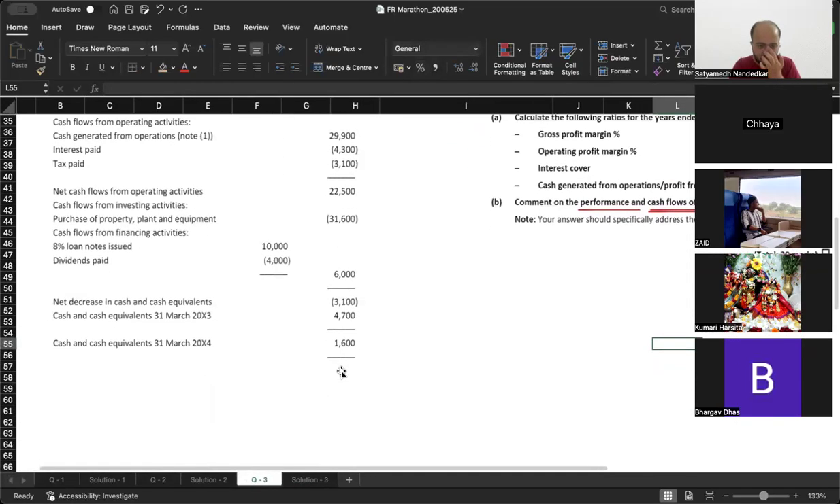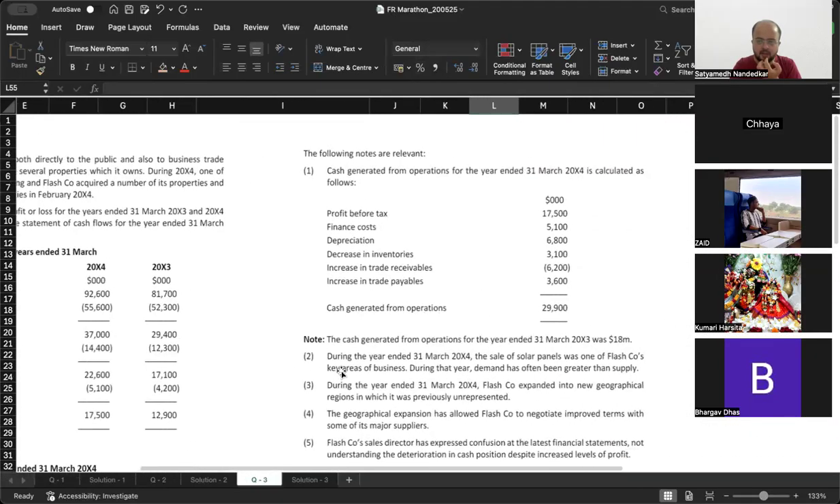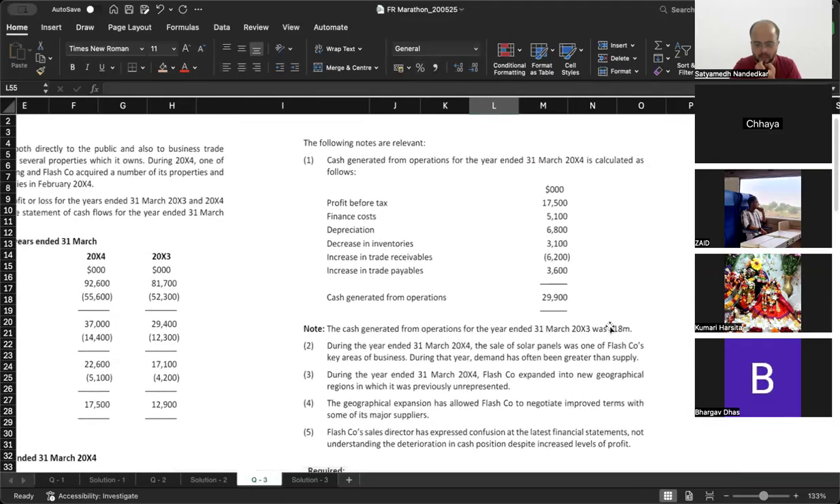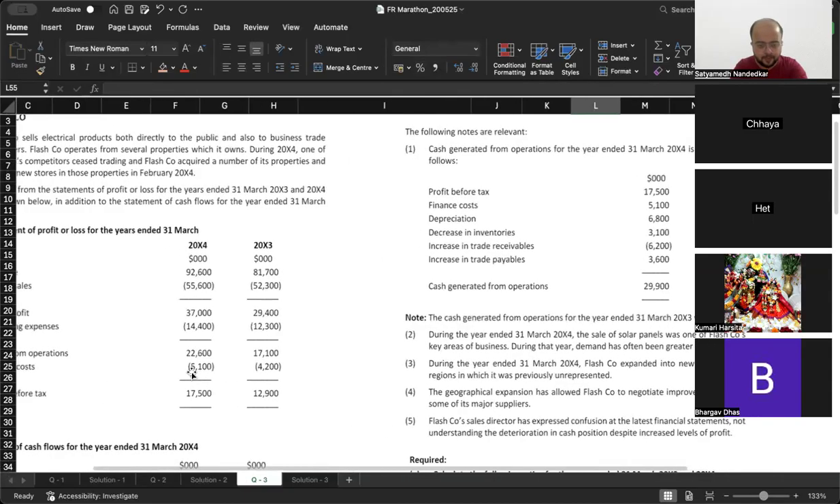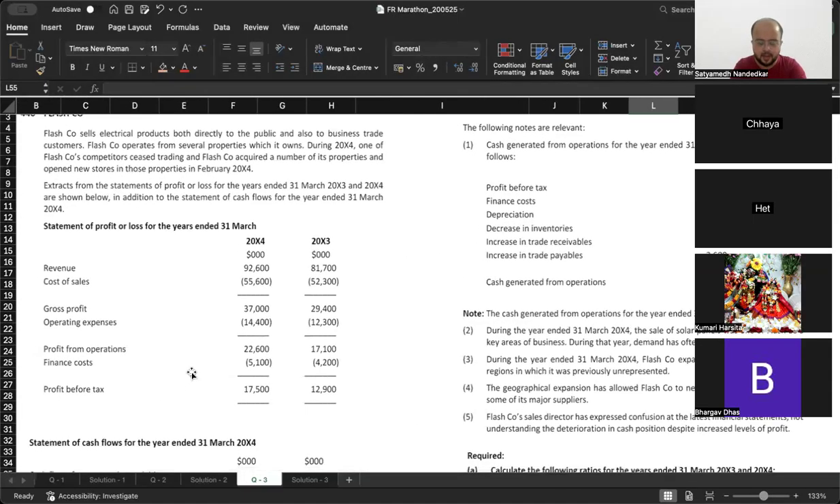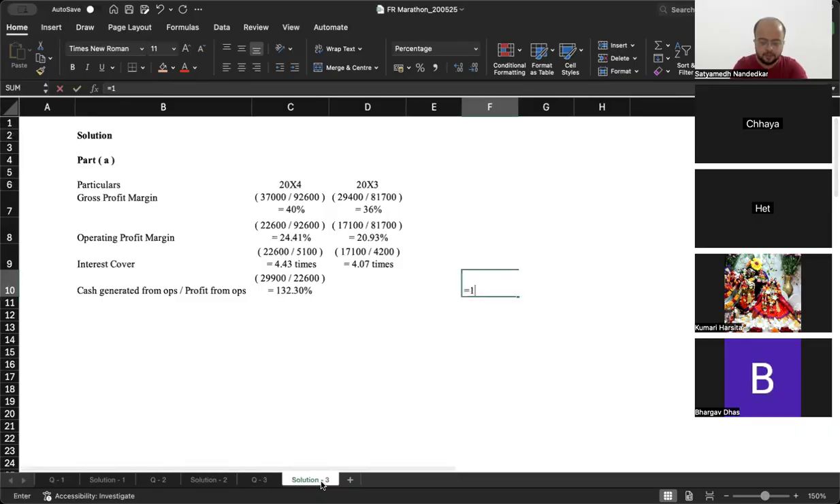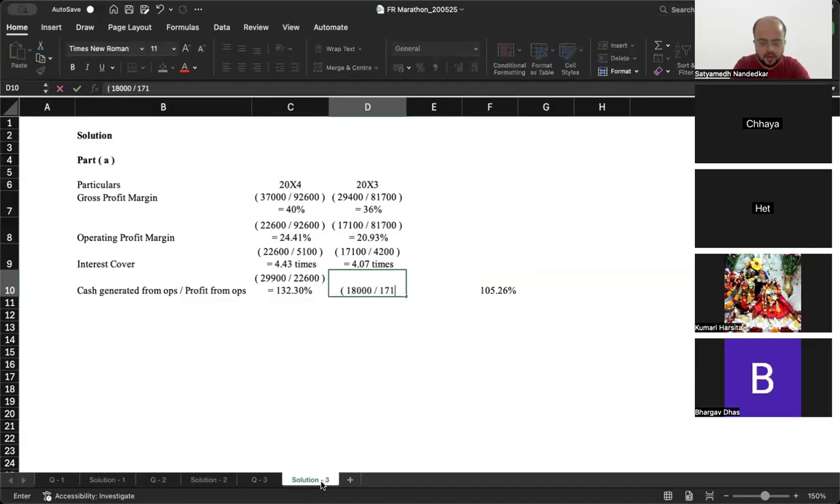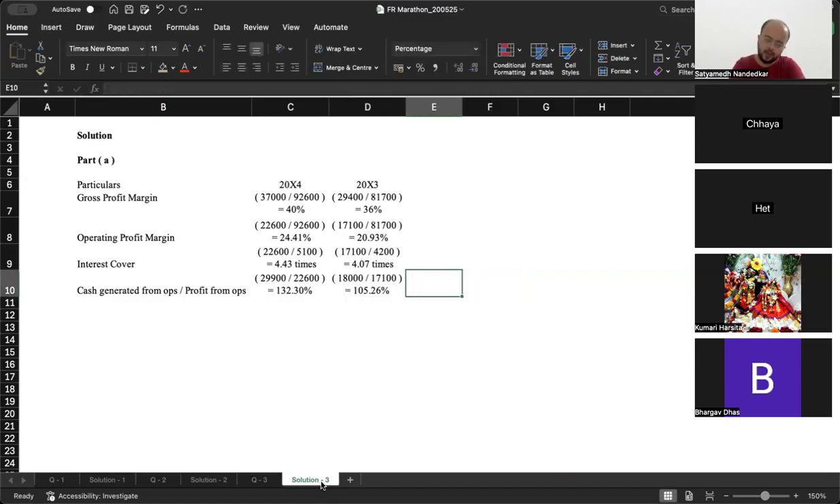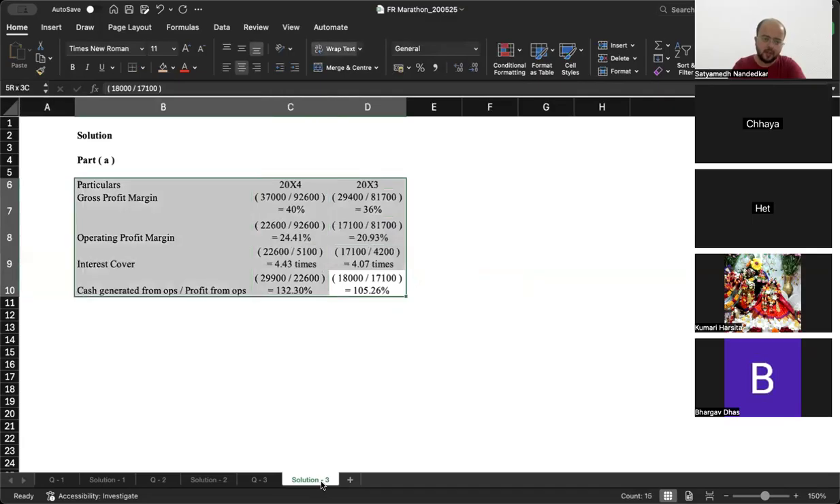Do you have cash generated from operations of the previous year? Yes, sir. It is 18 million. It is given to you, 18 million. Cash generated from operations is 18 million. So 18,000 upon 17,100 है ना. 18,000 upon 17,100. 105.26%.